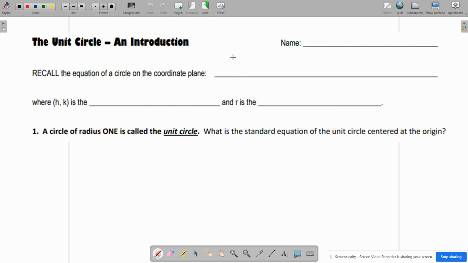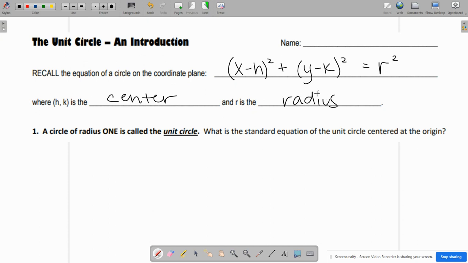Again, the equation is (x - h)^2 + (y - k)^2 = r^2, where (h, k) is the center of your circle and r is the radius. So we can use this while we're trying to figure out more about the unit circle. The unit circle is a circle of radius 1, and it's actually centered at the origin. So we want to know, what is the standard equation of the unit circle centered at the origin?